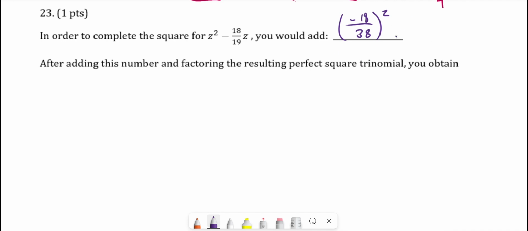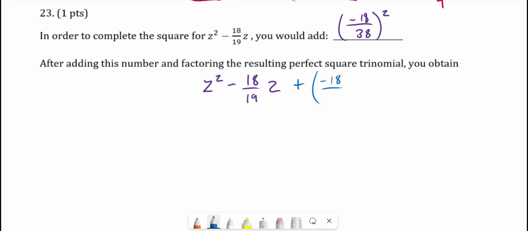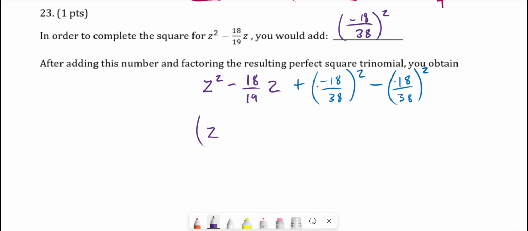Now, rather than do this all the way out like I did with the 11, I'm just going to leave this as is. If I took z squared minus 18 over 19z, and to this equation I were to add minus 18 over 38 squared and subtract minus 18 over 38 squared, what I would wind up with in the first position is a perfect square, z minus 18 over 38 squared. So all this part here turns into this perfect square. And then remaining on the outside, we have minus 18 over 38 squared.